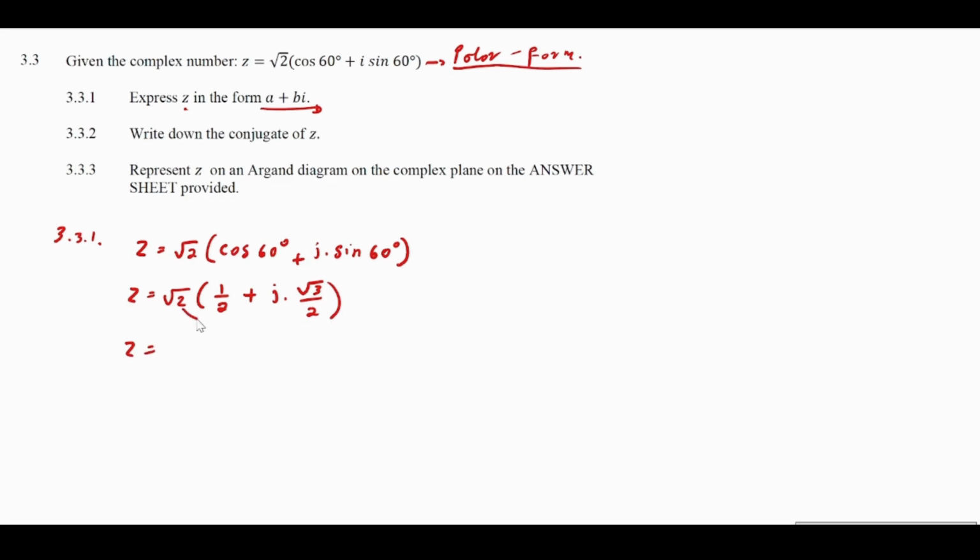The square root of 2 multiplied by half is going to give us the square root of 2 divided by 2, plus the square root of 2 multiplied by the square root of 3 over 2 is going to give us the square root of 6 divided by 2. Don't forget to write i. So this is your rectangular form, a plus bi. That's how they wanted the question.